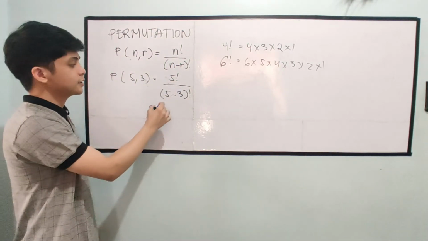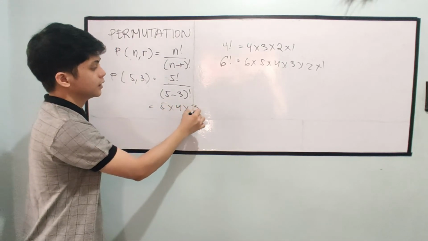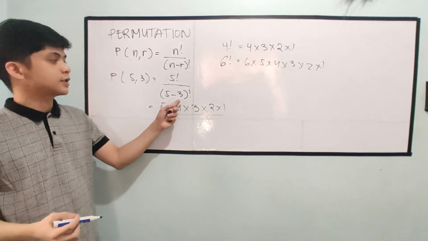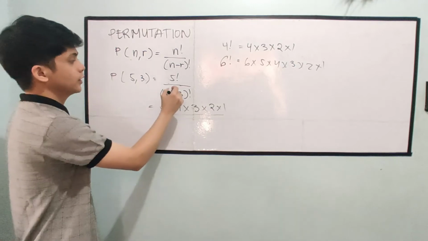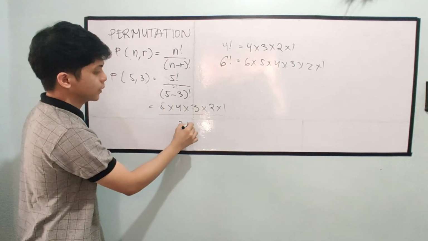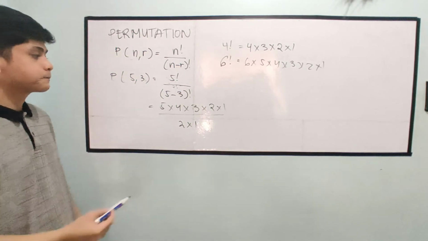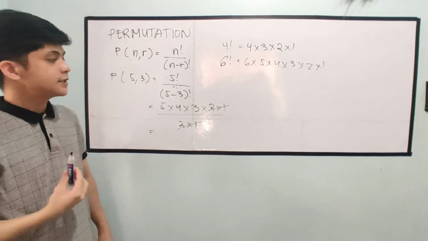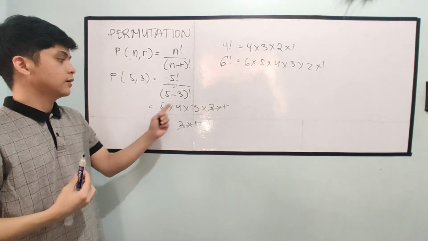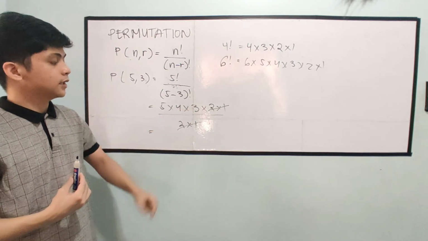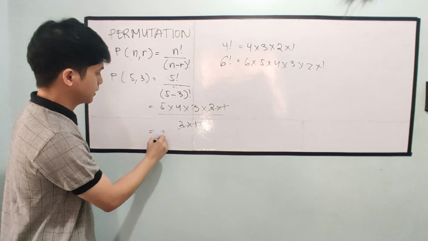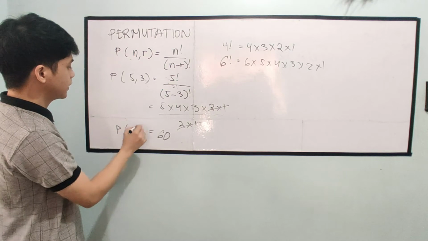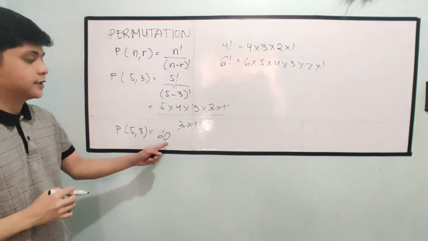So 5 factorial is 5 times 4 times 3 times 2 times 1. Then divided by 5 minus 3 is 2. So magiging 2 factorial siya. So 2 factorial is 2 times 1 lang. Okay? Then cancel na natin tong 2 times 1. So matitira na lang is 5 times 4 times 3. 5 times 4 is 20, 20 times 3 is 60. So yung sagot sa permutation of 5 taken 3 is 60.